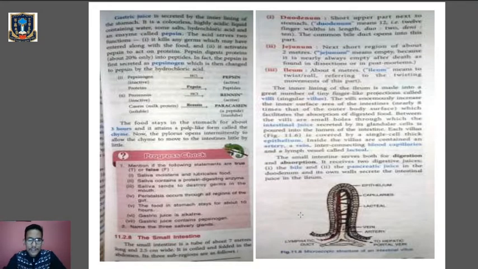Now, gastric juices. We have learned that the gastric juice is secreted by the inner lining of the stomach, and this gastric juice is a colorless, highly acidic liquid containing water, some salts, hydrochloric acid, and an important enzyme called pepsin.